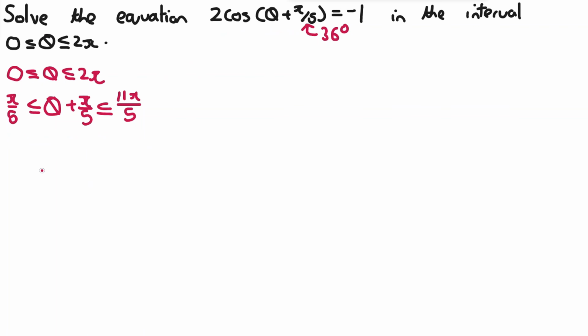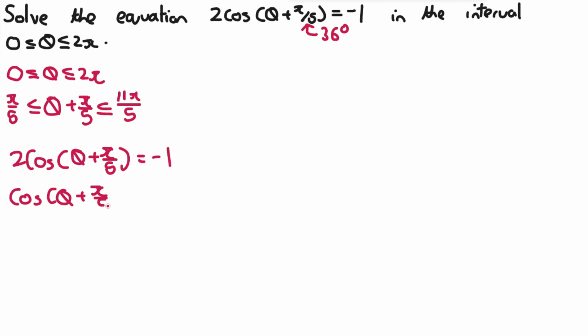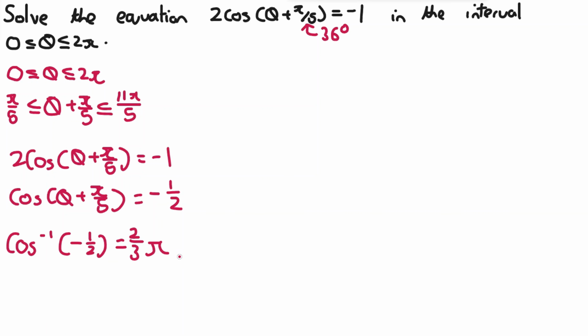So let's solve this. So this is 2 cos of theta plus pi over 5 is equal to -1. Divide both sides by 2 to get rid of this 2 at the front. We get cos of theta plus pi over 5 is equal to -1/2, and then we do the inverse cos of minus a half, which if you put it into your calculator, and your calculator is in radians, you get the value of 2 over 3 pi.